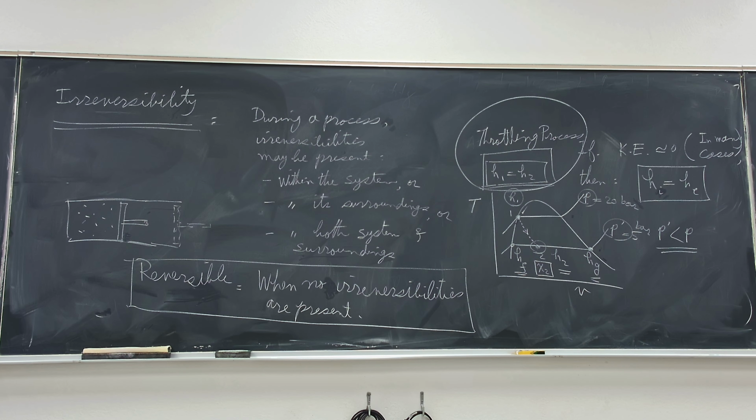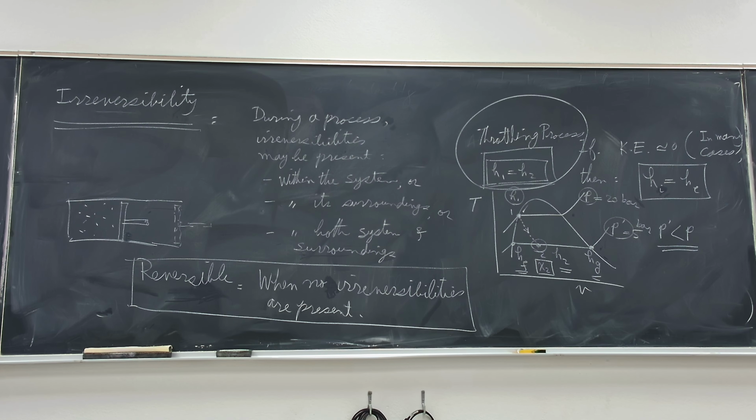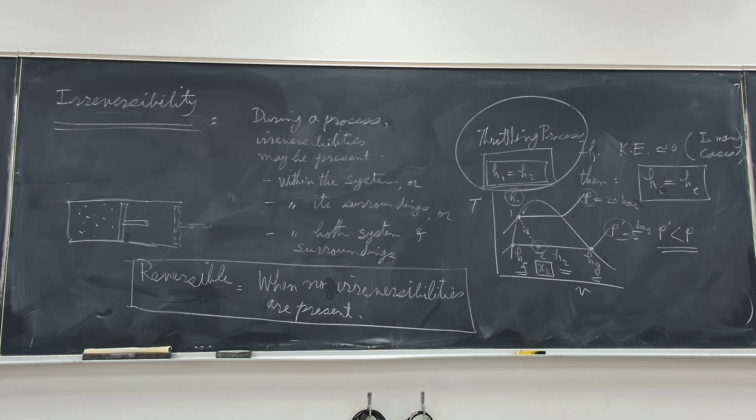A process is internally reversible when there is no irreversibility within the system. Irreversibilities may be present in the surroundings, right? But not in the system. Therefore, that system is internally reversible. A process that is internally reversible, we call it quasi-equilibrium. You remember the quasi-equilibrium? The process that takes forever to go from a state 1 to a state 2, therefore at any instant it can go in either direction.